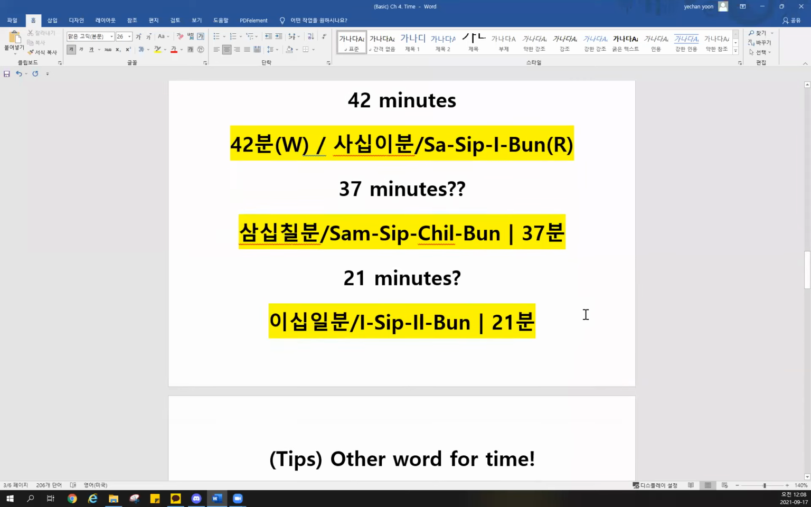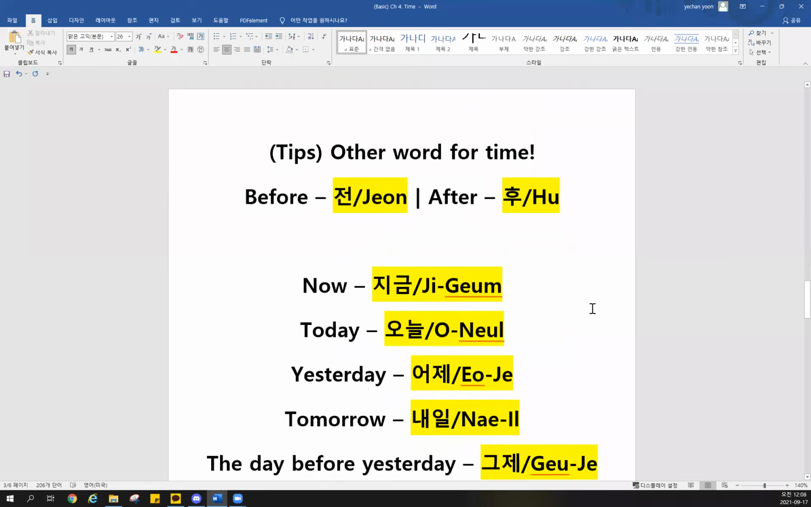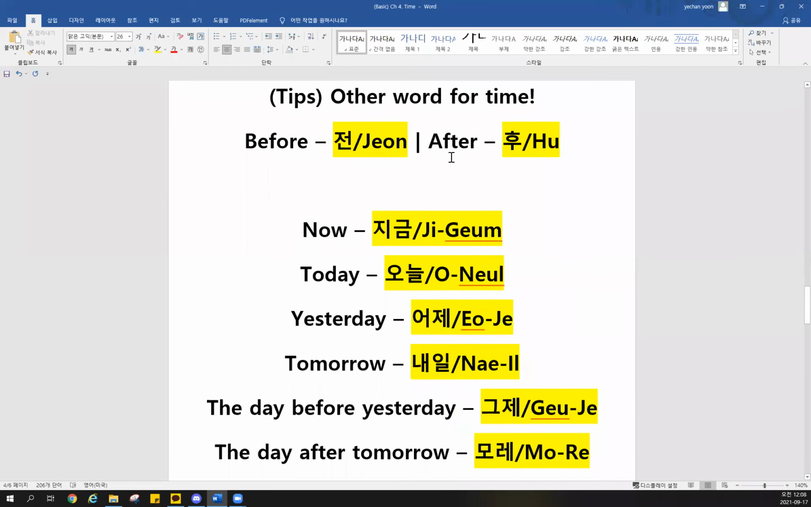So until here was not that difficult as well. So we'll go to the other words for time. Okay, sorry guys. For before, you can say 전. After is 후. It looks similar to AM or PM, right? AM was 오전. PM was 오후. So before is 전 and after is 후.